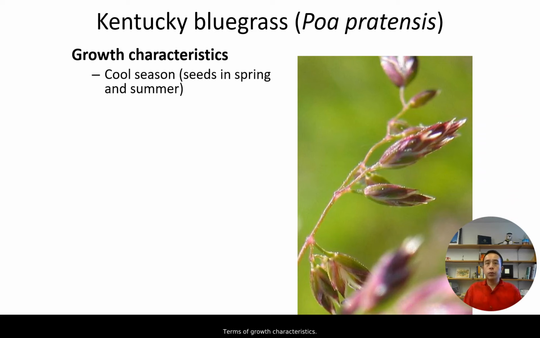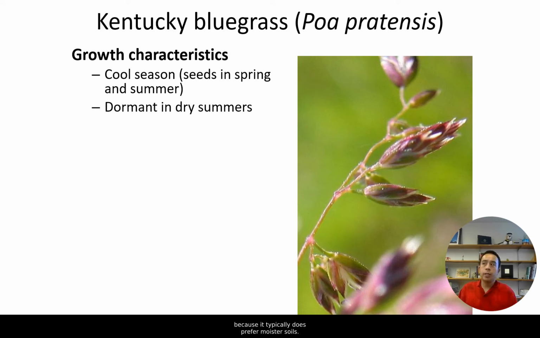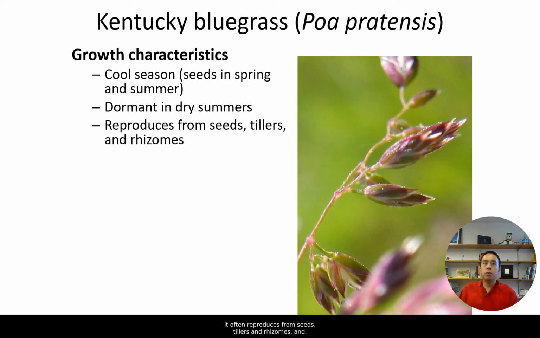In terms of growth characteristics, it's a cool season plant that seeds both in the early spring and late summer, depending on water. It typically will go dormant in dry summers if there's not enough water, because it prefers moister soils. It often reproduces from seeds, tillers, and rhizomes, and again is densely sod forming, which is why it's very common as a lawn grass species.